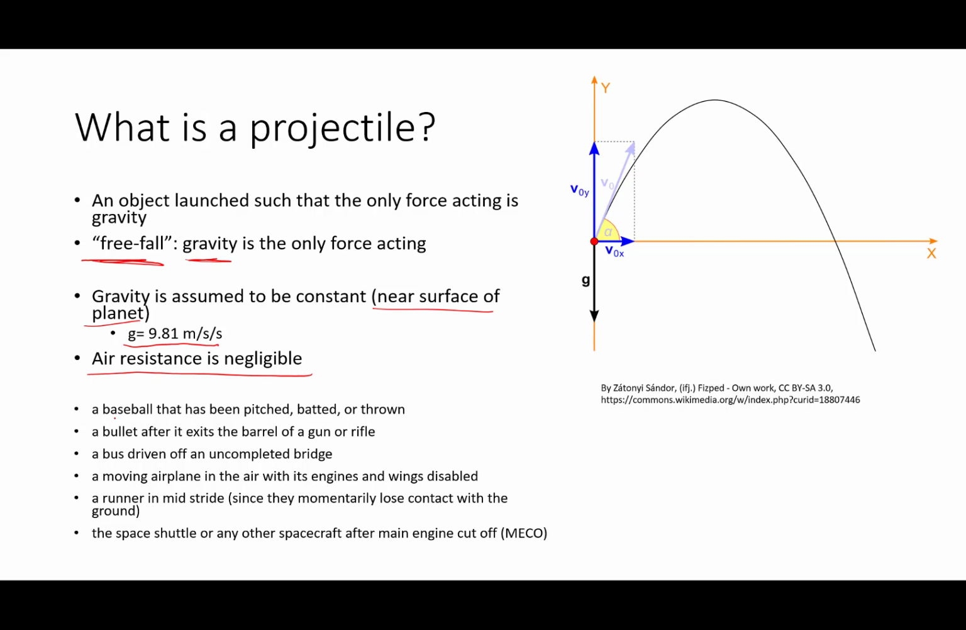So that means examples of projectiles involve baseballs that are pitched, batted, or thrown, bullets that are fired out of guns, a bus that goes off of a bridge is a projectile once it leaves the bridge, a moving airplane with its engines and wings disabled so that it can't interact with the air, it's just falling, a runner in mid-stride, since they momentarily lose contact with the ground. When they're in the air, they act like a projectile, and a space shuttle or a spacecraft after the engine is cut off.